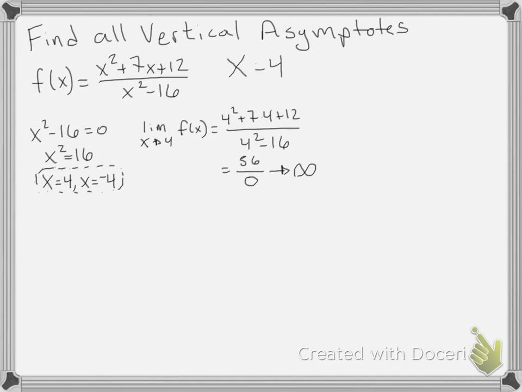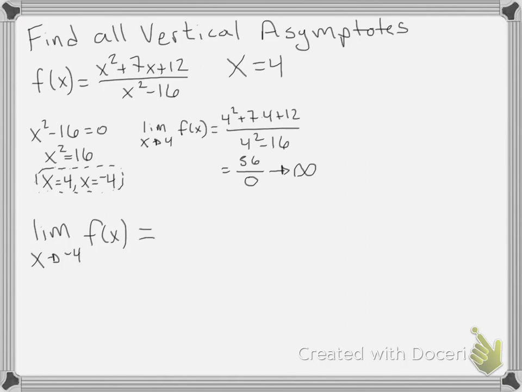I may have more. It may be the only one. There's only one other possibility. That's negative 4, because that's the only other x value that we got when we set the denominator equal to 0. So we're going to take a look at that limit now. We'll look at the limit as x approaches negative 4. We're going to do the exact same thing that we did for positive 4.